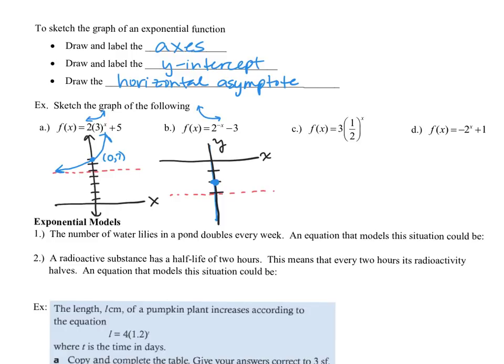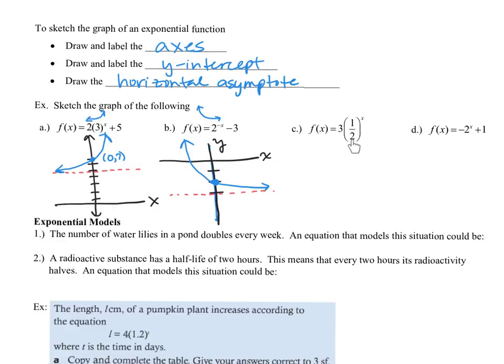I know the general shape of the graph, and it needs to go through this y-intercept and use the asymptote as a guide as well. And so it would look something like that. All right. And then letter C, f of x equals 3 times 1/2 to the x power.